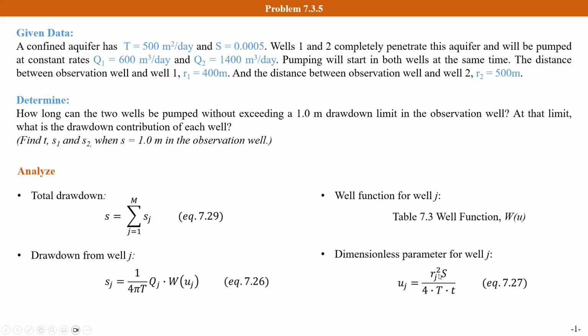In this equation, we already know the distance, the storage coefficient, and the transmissivity, but we do not know the time it may take. Therefore, we can make an assumption and bring the value in to get the dimensionless parameter, and then determine the well function. Then we calculate the drawdown from each well, and calculate the total drawdown. This means we can try different values of t until the total drawdown equals 1 meter. So let's solve this problem.